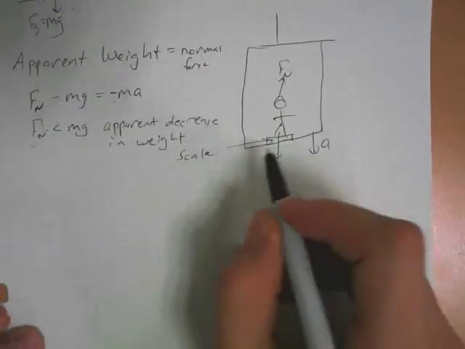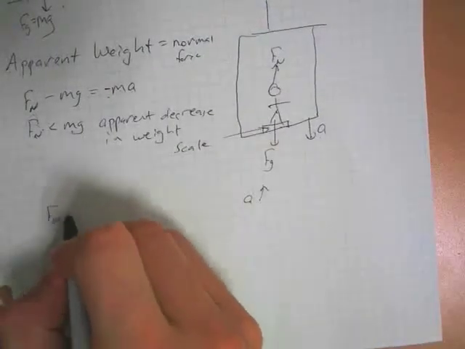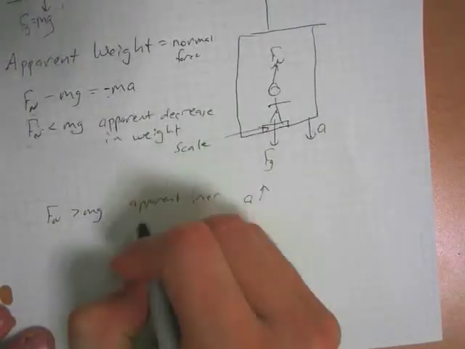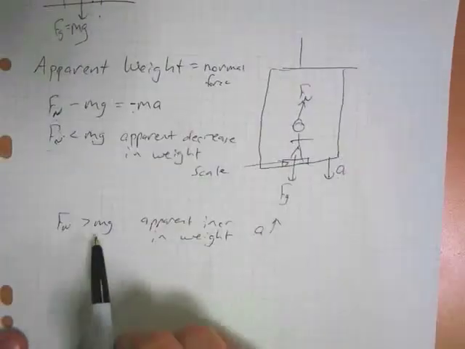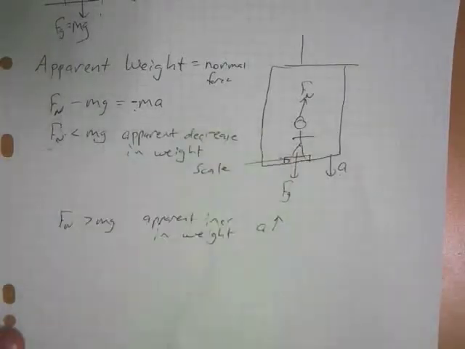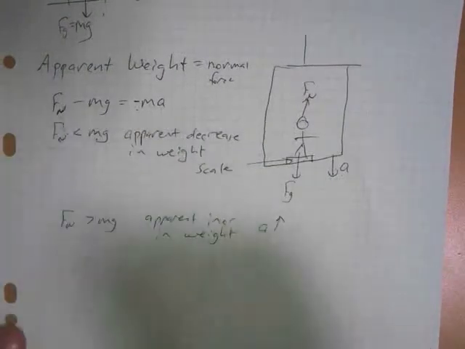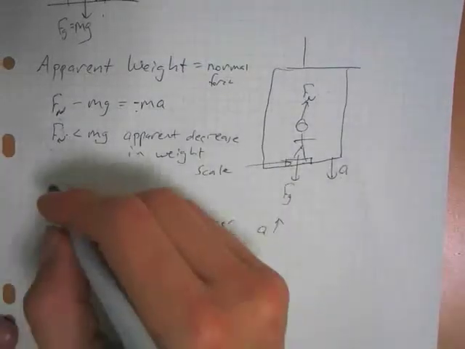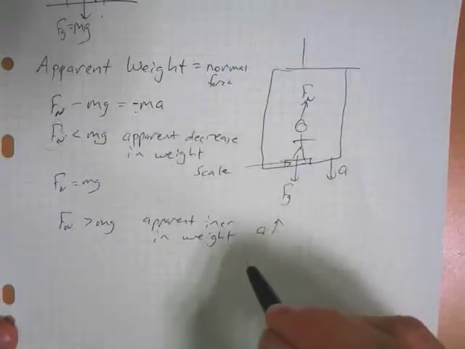If the elevator is accelerating upward, then that means that our normal force is greater than mg, and you have an apparent increase in your weight. Okay, and you've felt this too. When the elevator starts accelerating upward, you feel pressed down to the floor, or both when it's starting to go upward and when it's coming downward and it slows down. Right? And then if the elevator is going at constant speed, then your apparent weight actually is the same as your actual weight.